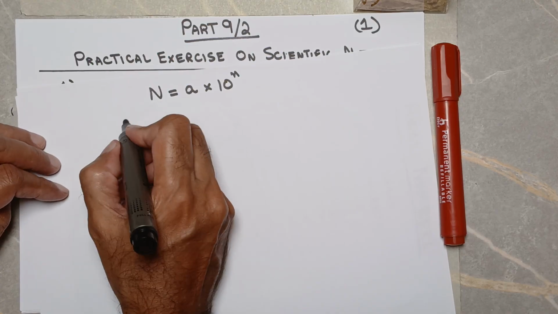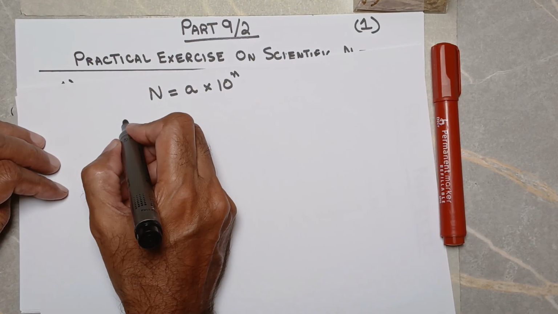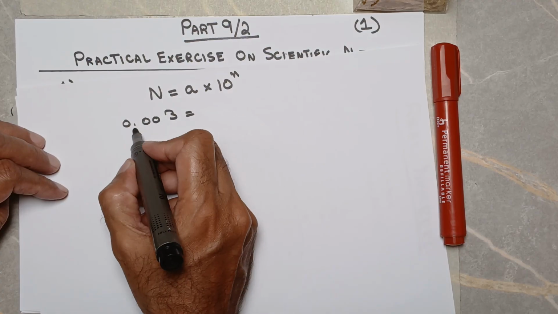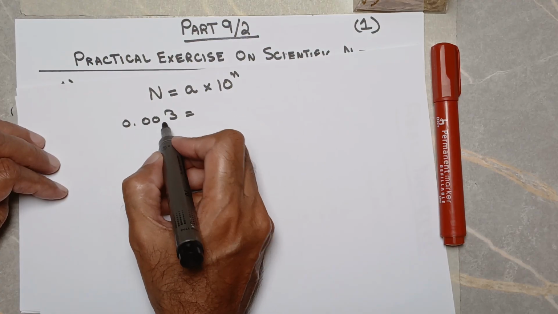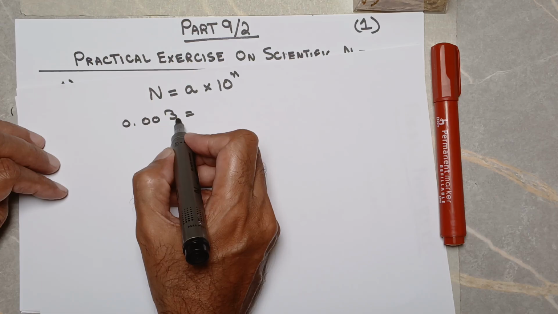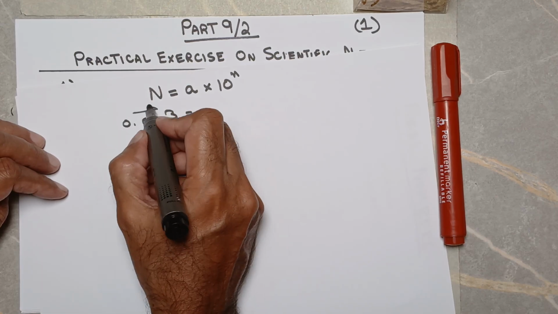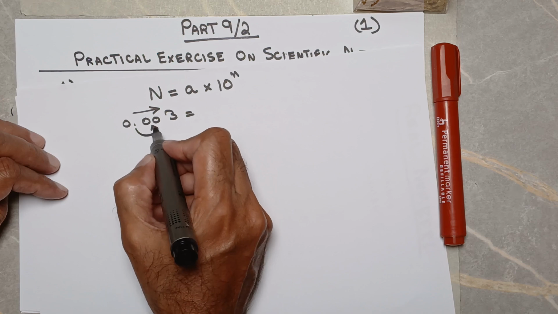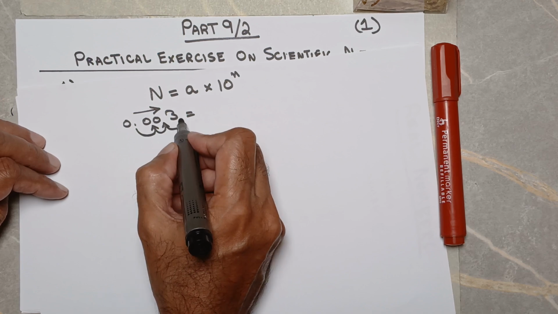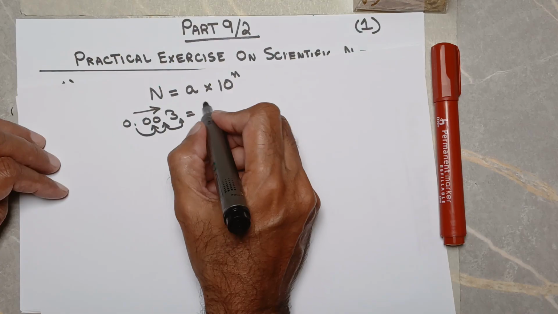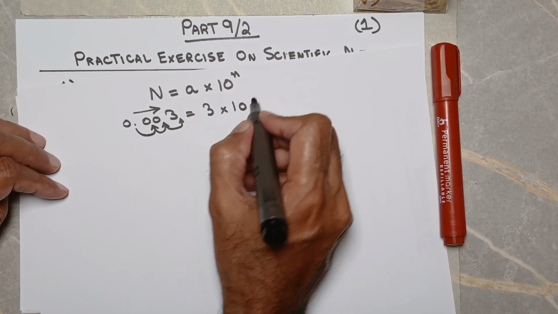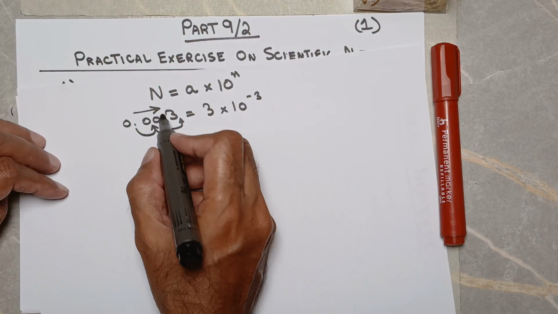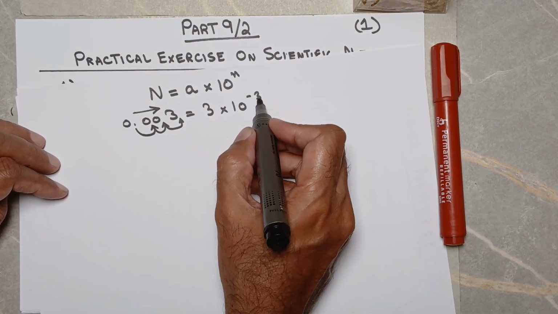Now let's take a few examples. 0.003 means that you have to shift your decimal 1, 2 and 3 places towards the right. Whenever you move your decimal 3 places to the right, it is first place, second place and third place. Now here it is 3 multiplied by 10 raised to the power minus 3, and whenever you move your decimal to the right, you always have a negative exponent.